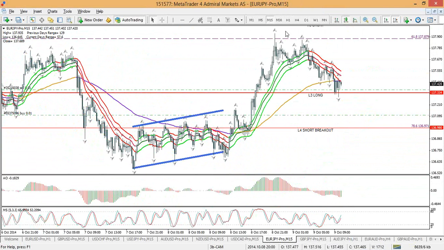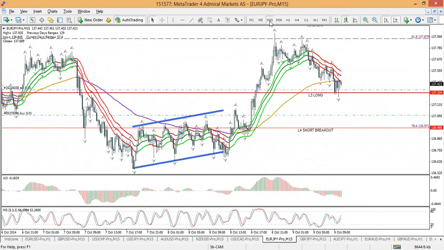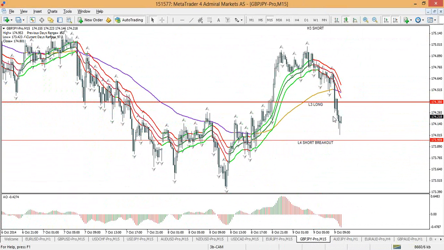Euro yen, let's see. Bit of a mess here at the moment. Is maybe bearish too. I don't see much momentum at the moment, but it is at the L3. Price is below the 21 band. But I don't see the difference here with the pound yen, which made a nice clear fall here. I like that. That's momentum.